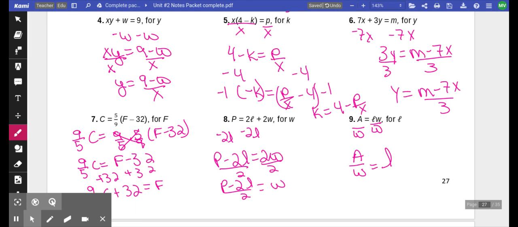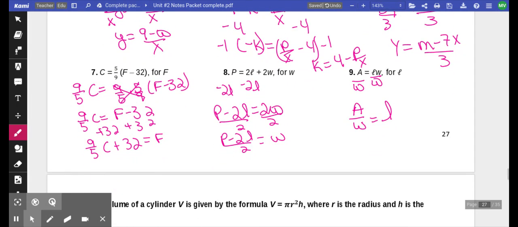Okay, so hopefully you paused and solved these. Number 4 should be y equals 9 minus w over x. 5 should be k equals 4 minus p over x. 6 is y equals m minus 7x over 3. 7 is 9/5 c plus 32 equals f. 8 is p minus 2l all over 2 equals w. And 9 is a over w equals l.